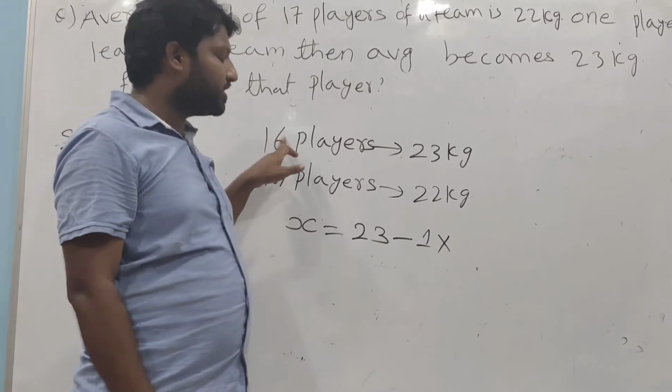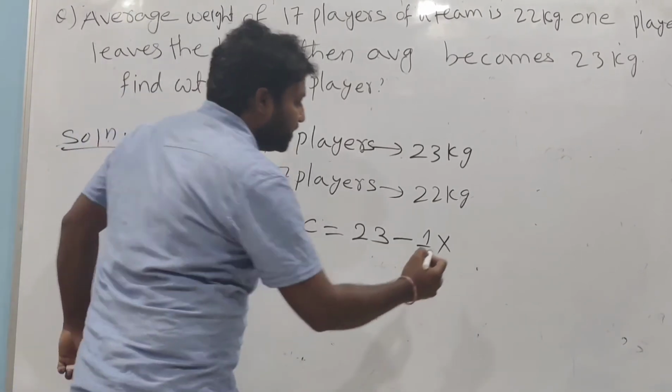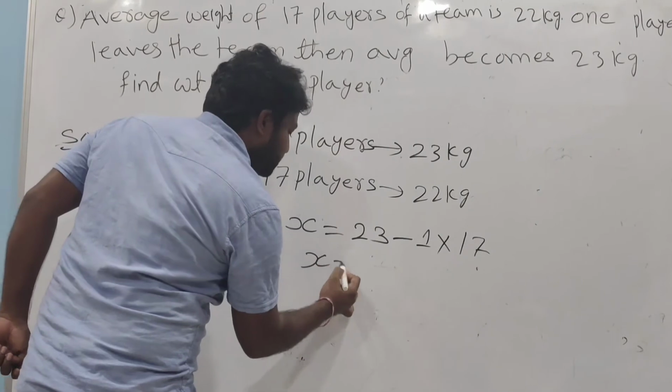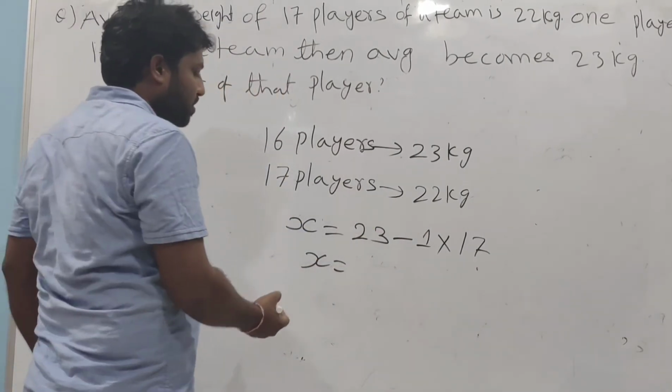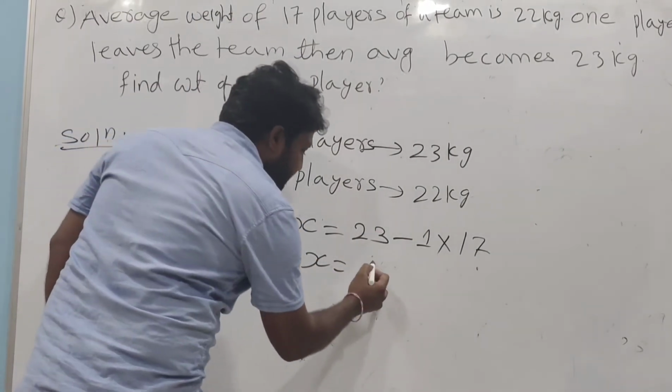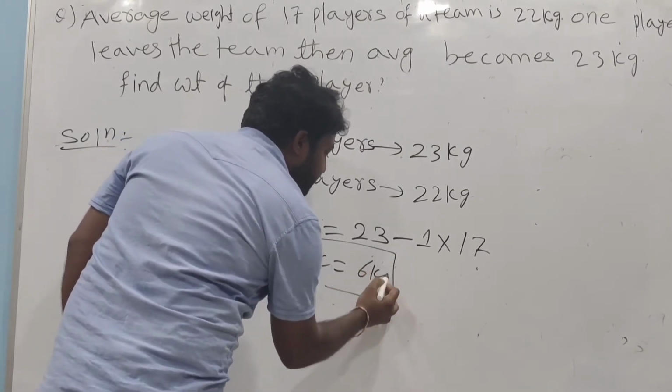So how much is the total? Initially 16 players are there, now it is 17 players. Into 17. So directly the x value is 23 minus 17. 23 minus 17 is nothing but 6. So the weight of that person is nothing but 6 kg.